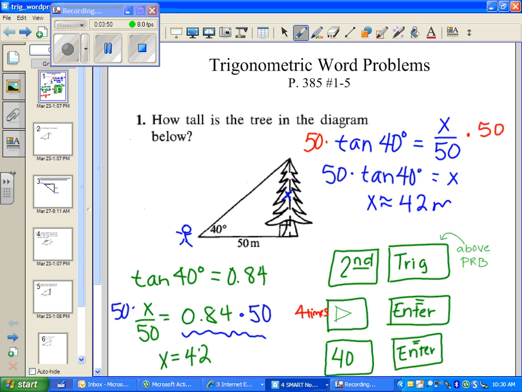You won't always get the exact same answer if you did the decimal version versus doing it with the trig, because we rounded down here when we did 0.84 times 50. Okay, but in this case, it did come out the same once we rounded our final answer in both. So the steps that you would show here are the steps that we just wrote, and what you put in the calculator is this step right here, 50 times tan of 40, and that tells you the numerator of your fraction, which is also the height of the tree.